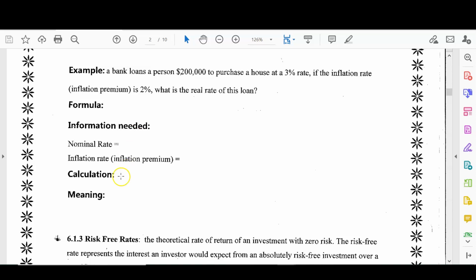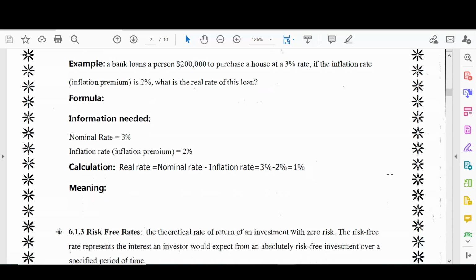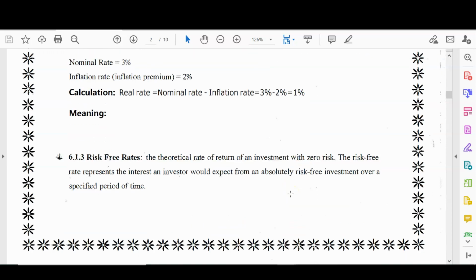Okay, let me write this on the notes too. I just typed in the equation here. The real rate in this question equals the nominal rate minus the inflation rate. So it's 3 minus 2, which equals 1.